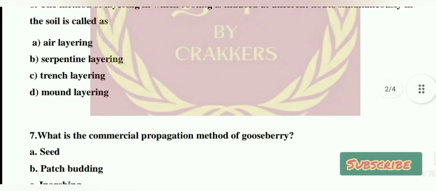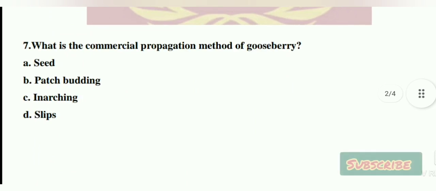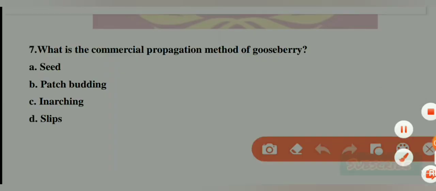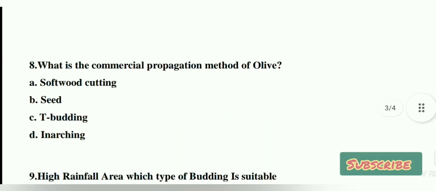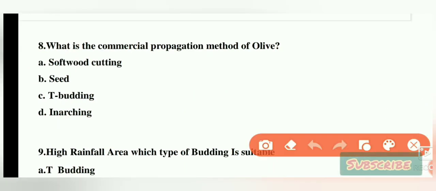Then next question, question number 7. What is the commercial propagation method of gooseberry? Here the right answer is seed. Then next question, what is the commercial propagation method of olive? Here the right answer is option C, T budding.